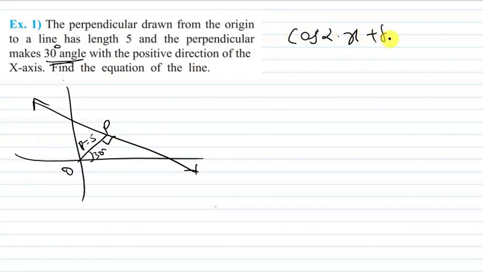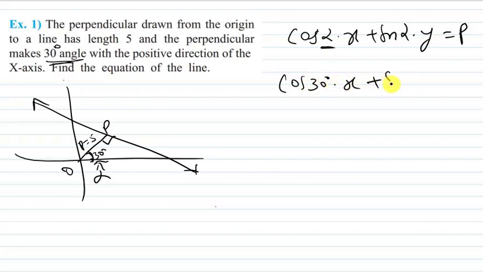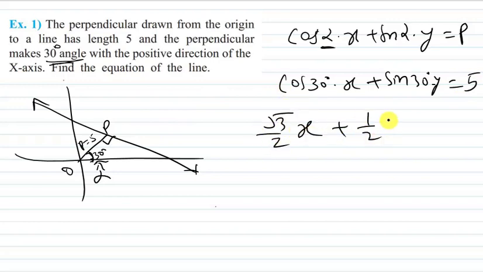We know the equation cos alpha into x plus sin alpha into y equals to P. Here value of alpha will be your angle 30 degree, which is the perpendicular making with x-axis. Right. So just take cos, put the respective value. What is the value of alpha? 30 degree into x plus sin 30 degree into y equals to, what is the value of P? That is length of perpendicular 5. Cos 30 is root 3 by 2. Sin 30 is 1 by 2.